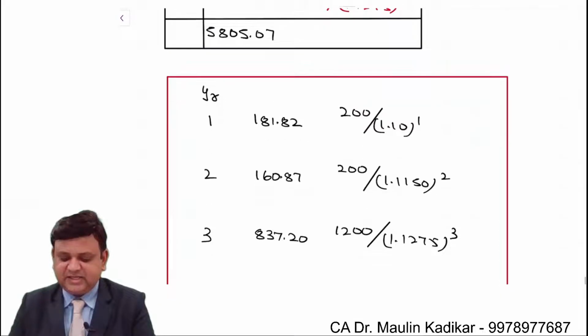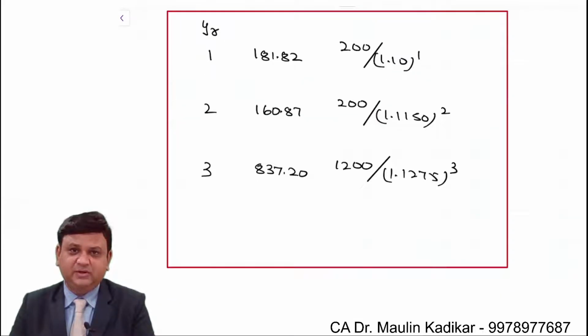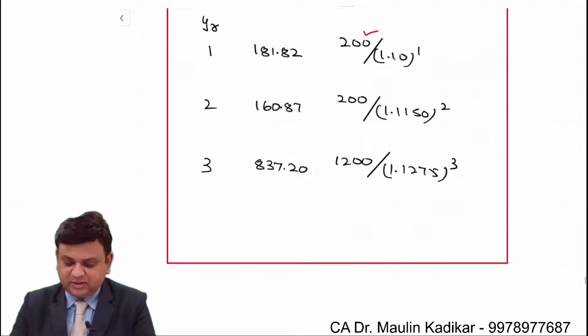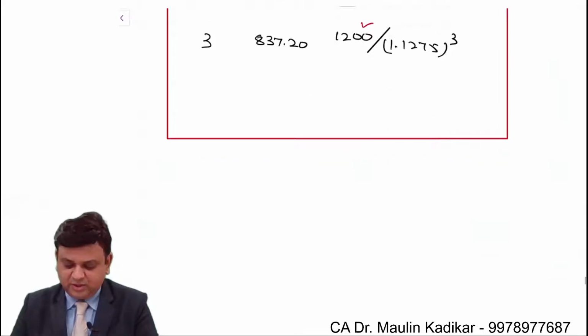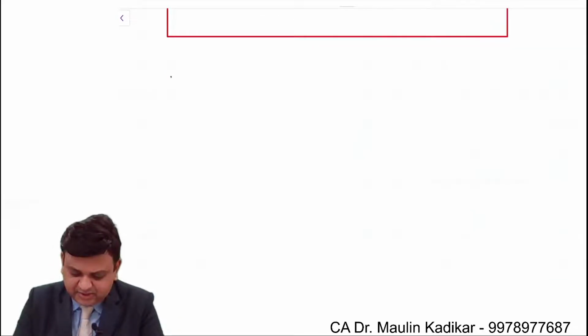So friends, this answer is exactly similar to the previous one. 1000 into 20%, so 200 rupees is interest. 1000 into 20%, so again 200 rupees is interest. Then 200 is interest and 1000 rupees is the face value. So we can give the answer for the third question like this.